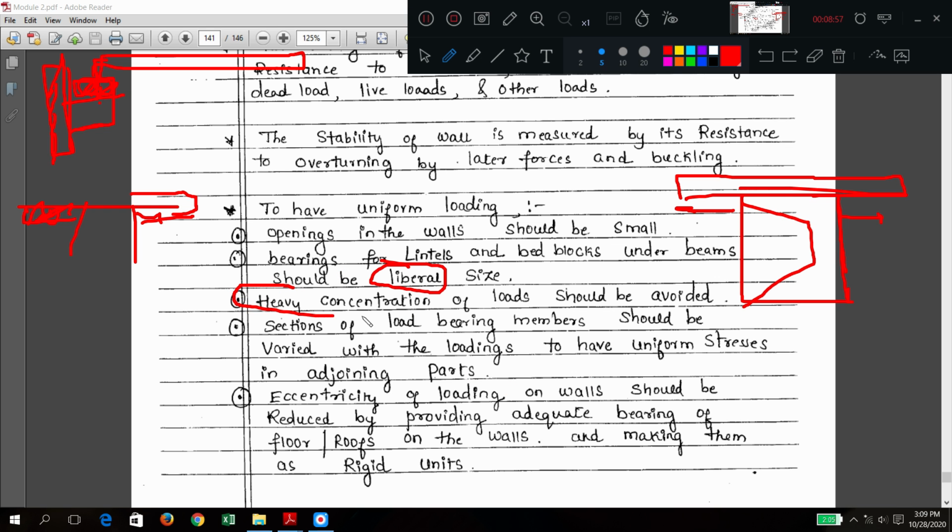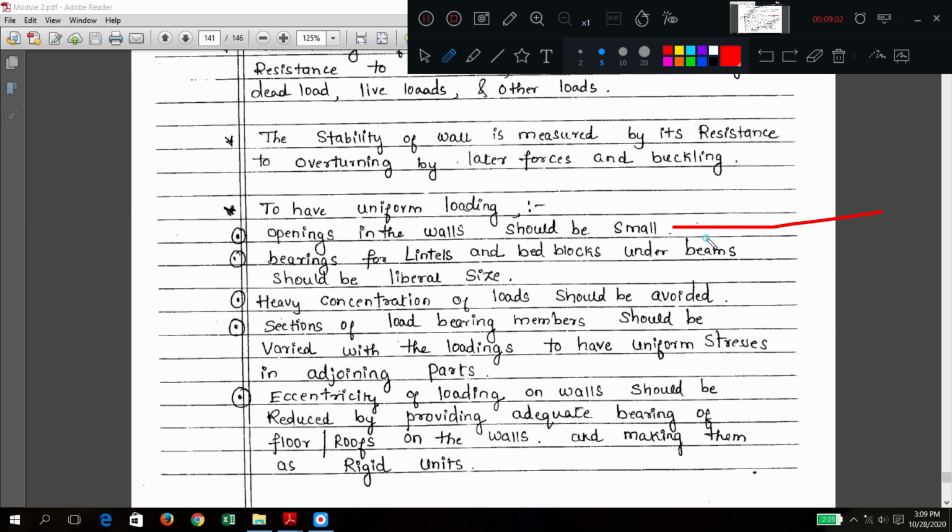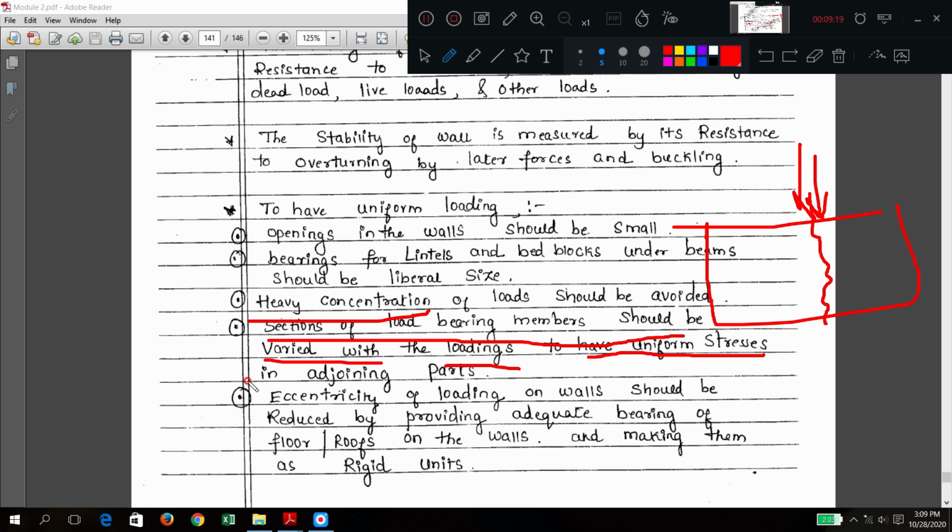Heavy concentrated loads should be avoided. There is a problem if suddenly a large load is applied at some point on this wall; this will cause shear cracks. So avoid this heavy concentration. Okay. Sections of load bearing members should be varied with the loadings to have uniform stress in adjoining parts.